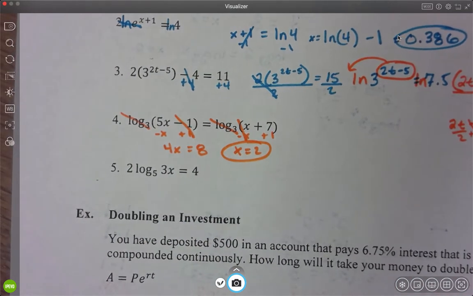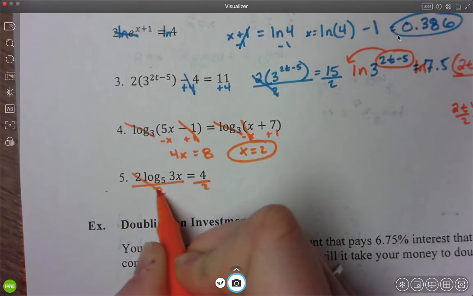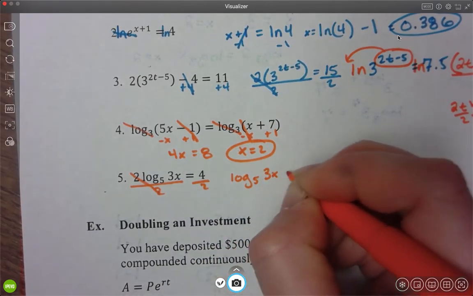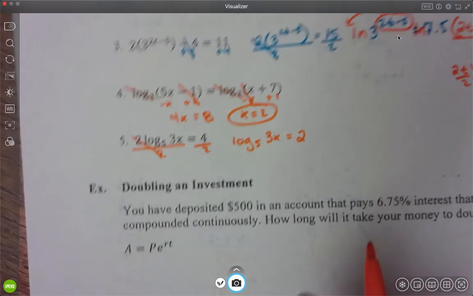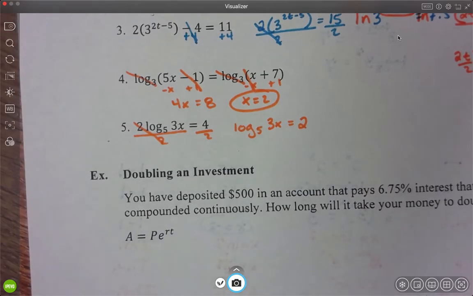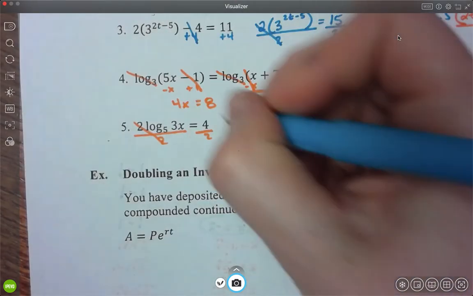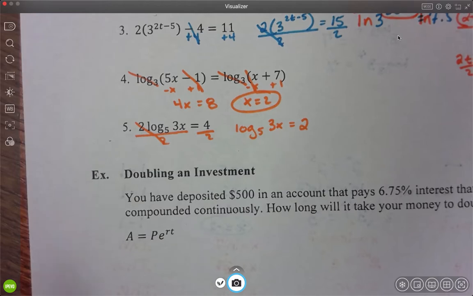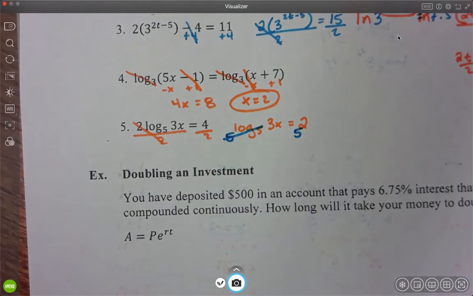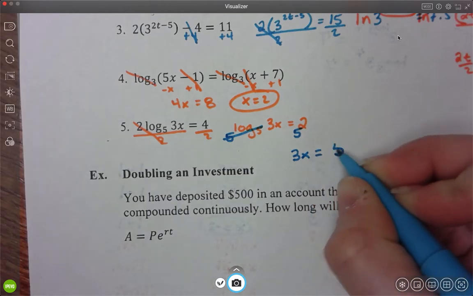Okay. Number 5. First thing I would do is divide by 2, because there's a 2 out in front. Okay. So I have log base 5 of 3x equals 2. Okay. And then I have a log base 5 and I want to get rid of it. So the easiest thing to do there is, since it's a base of 5, right? All these other ones had like log base e or ln's or whatever. I'm going to raise it to a power of 5 for this one, because that's going to make that go away. Okay. So I will have 3x equals 5 to the second power.